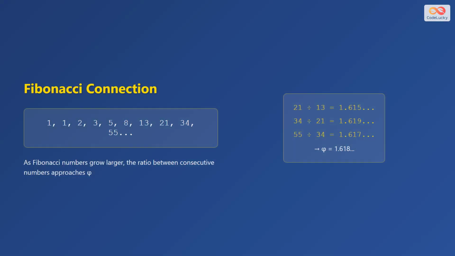The golden ratio is closely linked to the Fibonacci sequence. This sequence begins with 1, 1, 2, 3, 5, 8, 13, 21, 34, 55, and so on. Each number is the sum of the two preceding ones. As the Fibonacci numbers increase, the ratio between consecutive numbers approaches phi.